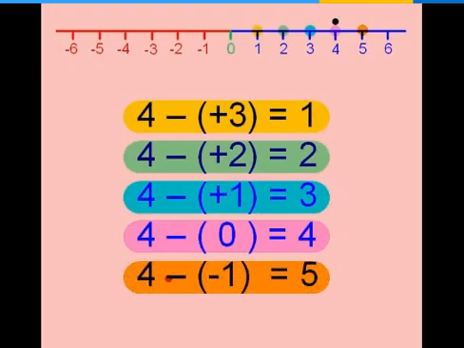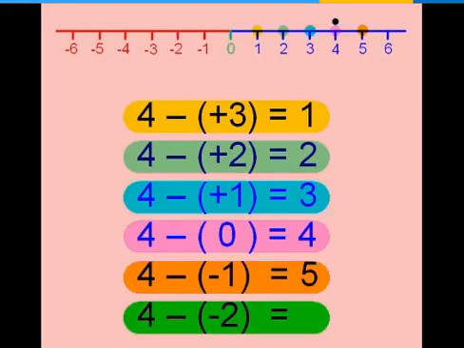So we can see that when subtracting negative numbers, the direction changes from going to the left to going to the right. And this is the same as adding. This is why working with negative numbers is sometimes called directed numbers. What do you think the answer will be to 4 take away -2? If I look at the number line, I can see that I'm going to go 2 to the right. The answer is going to be 6.